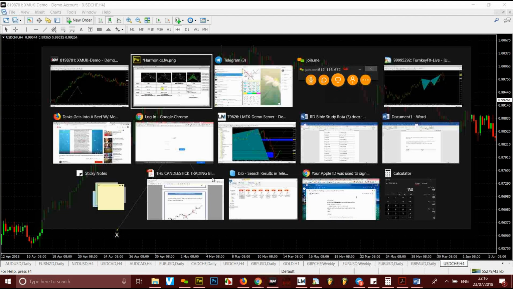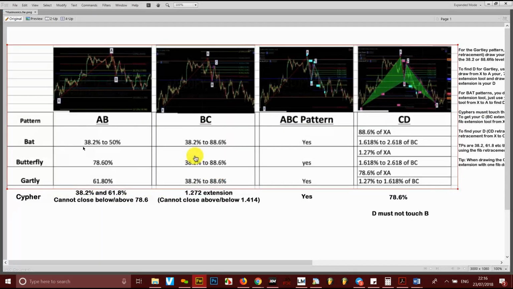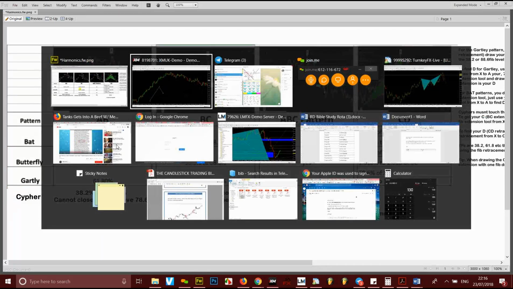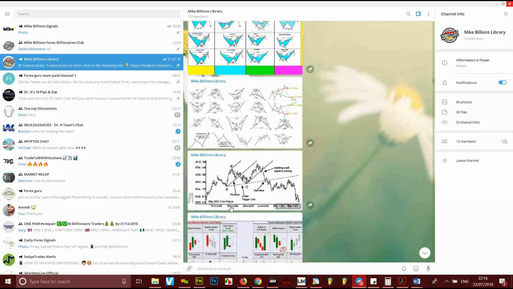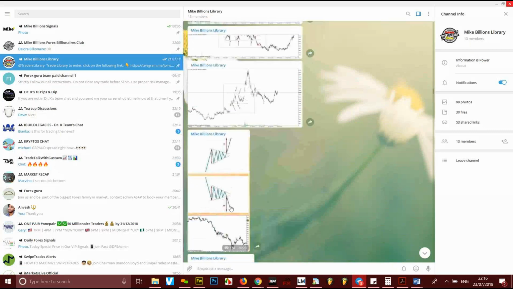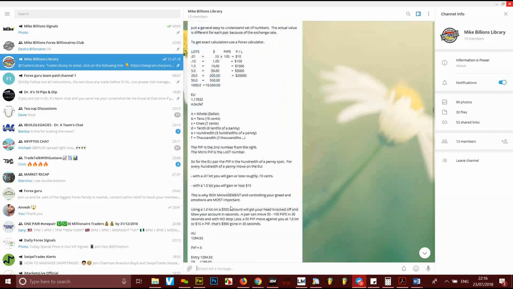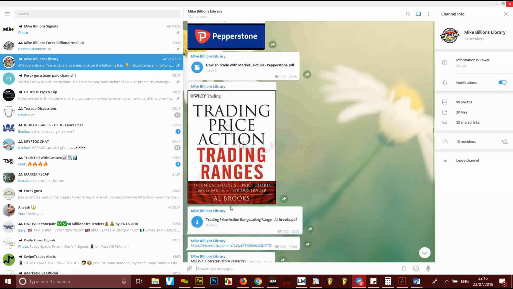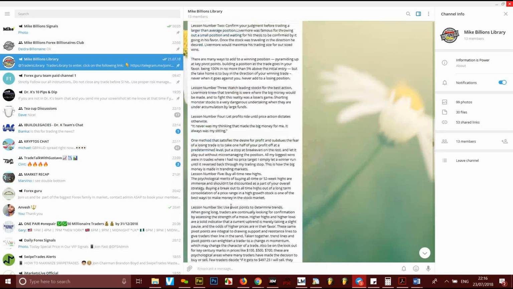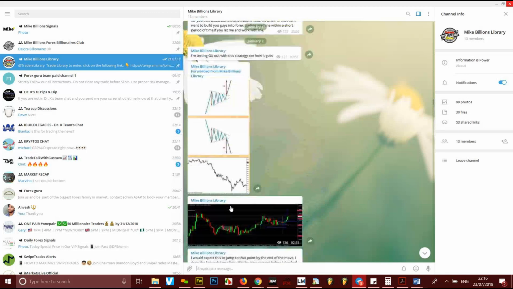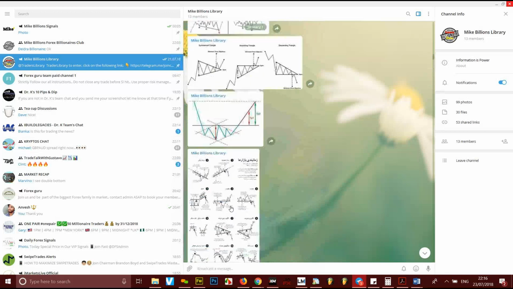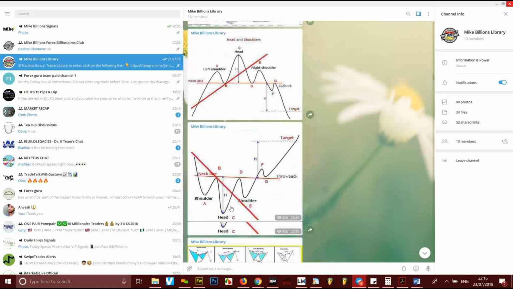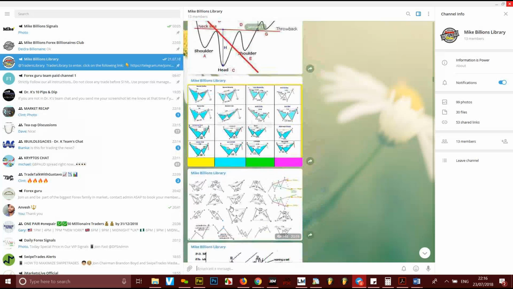The rules are here. The rule says for a BAT pattern, it should be at least 38 or up to 50. I can also show you this one as well. Let me see if I can find the other one, which is a better one. Okay, I can't find what I'm looking for. I'm just going to use this one.